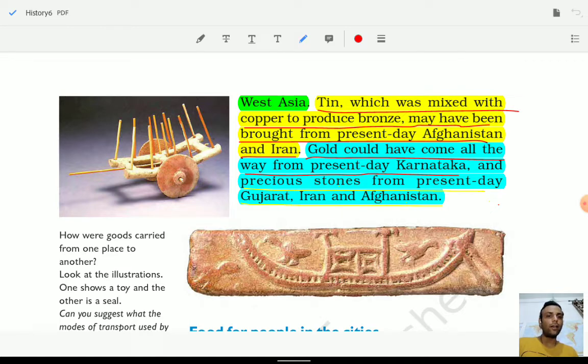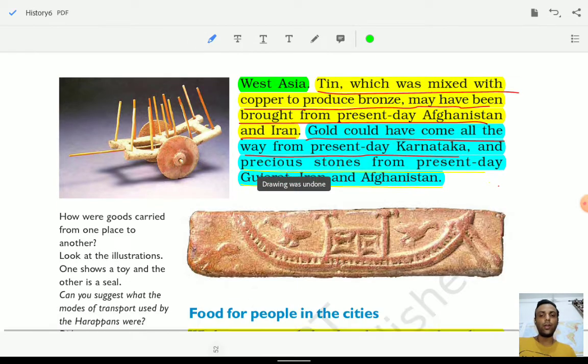So we have already understood that in Karnataka there are gold mines, right? Kolar goldfield, which is very popular for its gold mines, and the precious stones from present-day Gujarat, Iran, and Afghanistan. So the locations which it has referred to, make note of them. Different raw materials were procured from different parts of not only India, but from different parts of the world, right? So this is an important thing to understand.